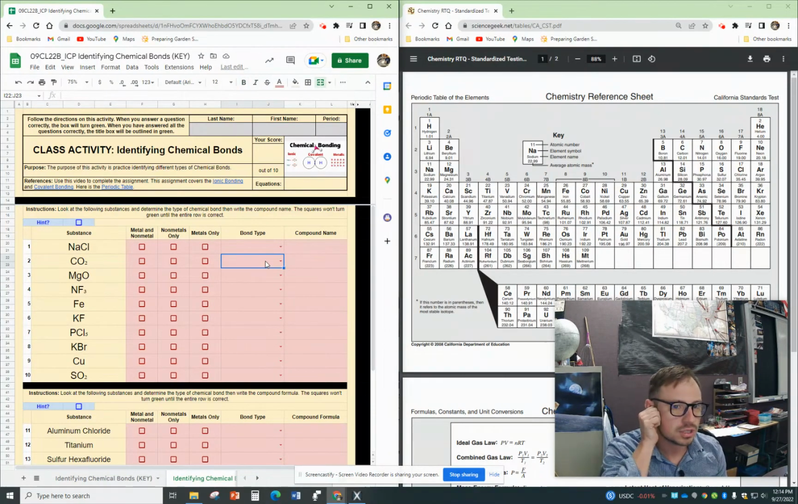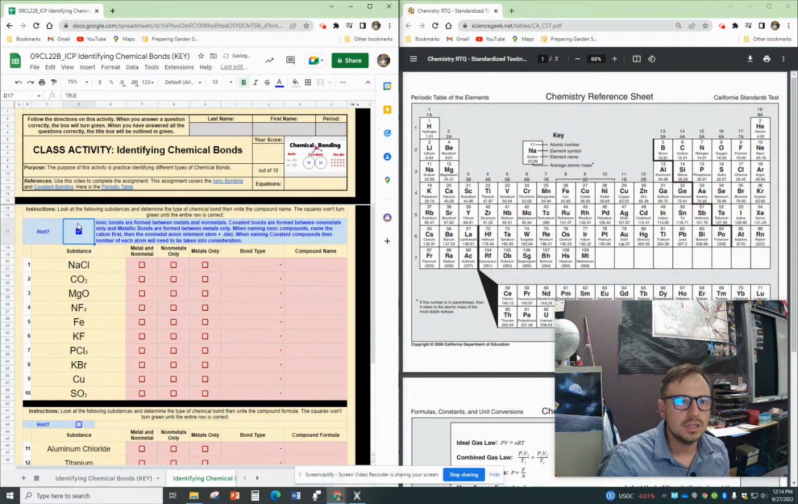So the first part, let's look at the following substance and determine the type of chemical bond, then write the compound name. The squares won't turn green until the entire row is correct. So let's just do a couple of them. I give you a little hint here.